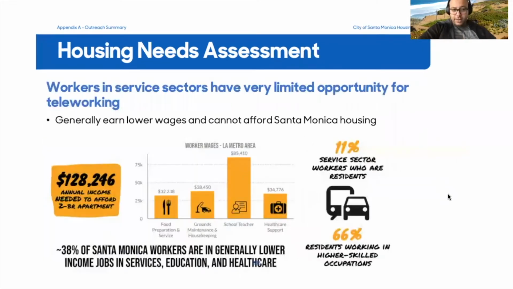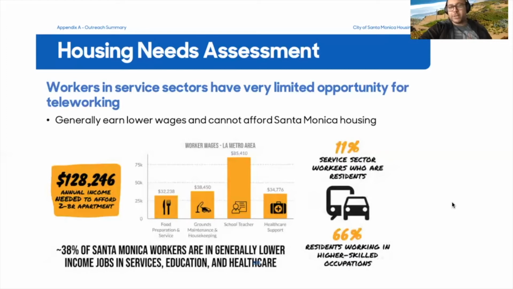And so you can see here, left side, $128,000 is what you need to rent a 2-bedroom apartment. But even a school teacher is only making roughly $85,000 a year. If you work in any other industry, good luck. And so you've got to be a physician, a lawyer, a city manager or planning director. You have to have essentially managerial or executive level jobs to afford median rent in Santa Monica.